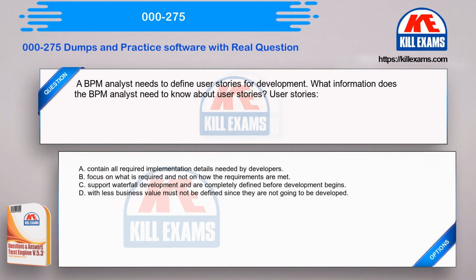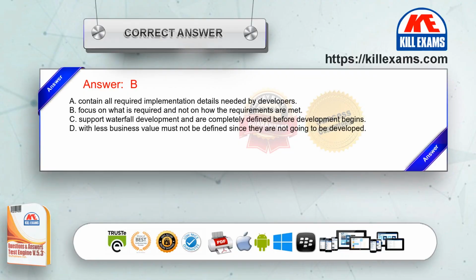User stories. Option A. Contain all required implementation details needed by developers. Option B. Focus on what is required and not on how the requirements are met. Option C. Support waterfall development and are completely defined before development begins. Option D. With less business value must not be defined since they are not going to be developed. The correct answer is option B.